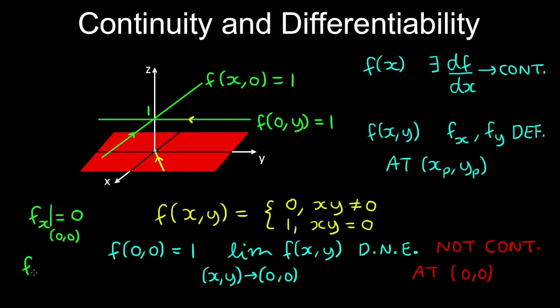And the partial derivative with respect to y evaluated at the origin, so we're instead walking along this line, is also 0. So both partial derivatives exist, but that did not imply continuity.